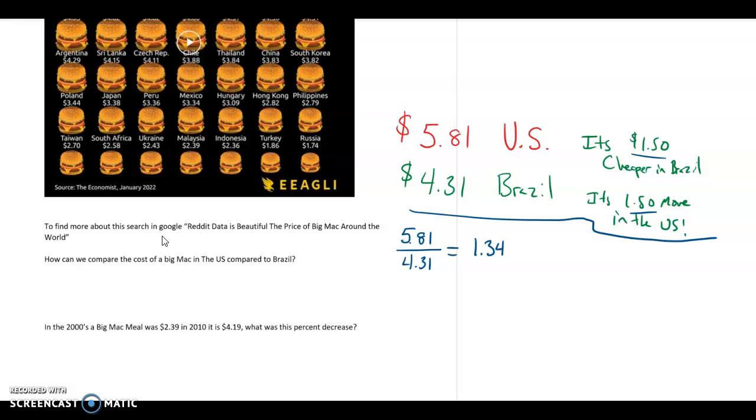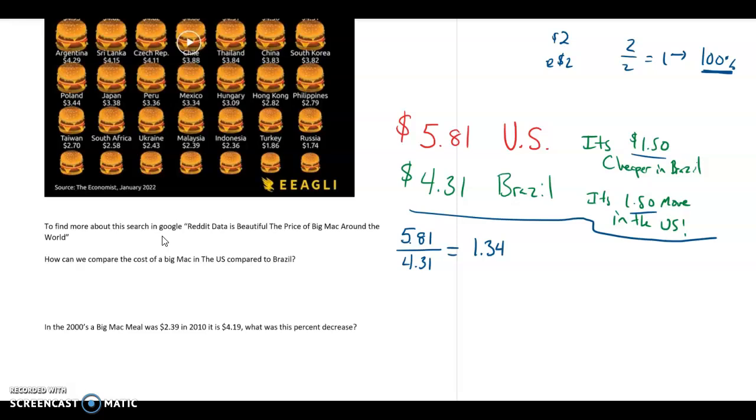1.34. Now, if we think about it, if it was $2 in the US and $2 in Brazil, and we divided that, 2 divided by 2 would give us 1. So that would mean they're the same price. They're 1 for 1. What you pay in the US is 100% of what you pay in Brazil. So we think about 100% as a level mark. If you get 1 or 100%, the price is exactly the same in both places.